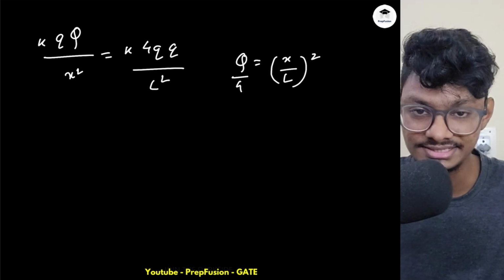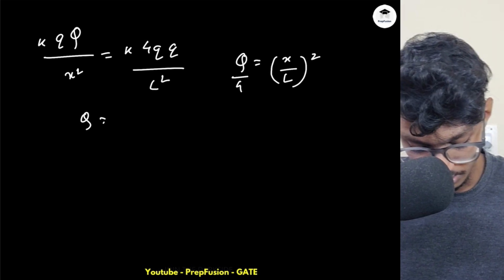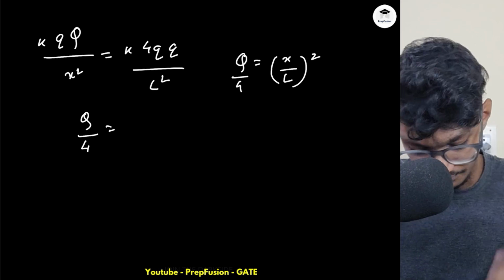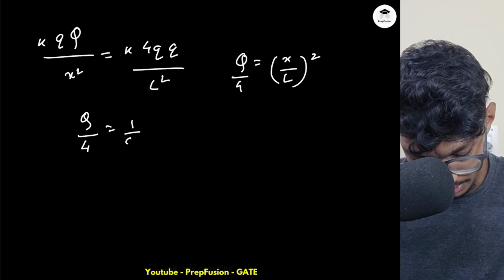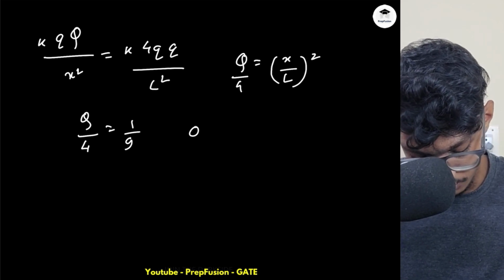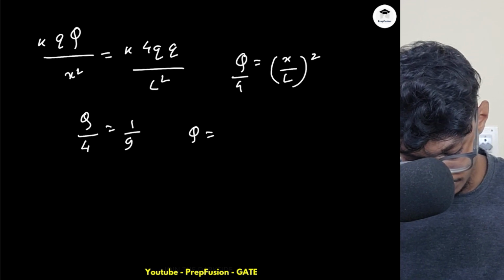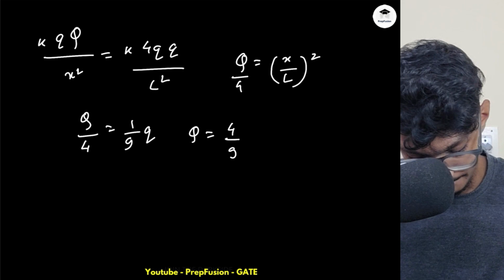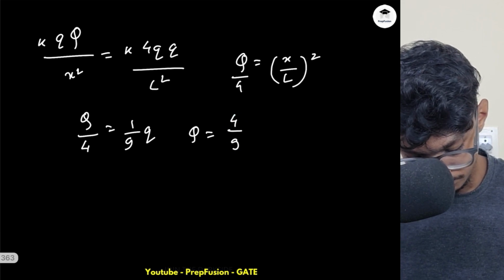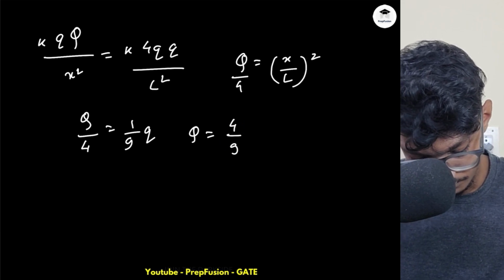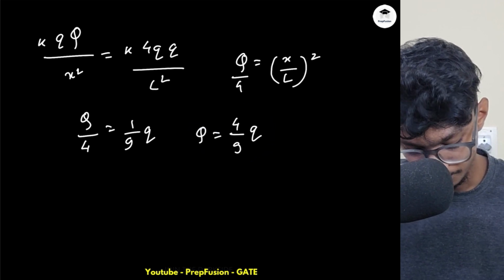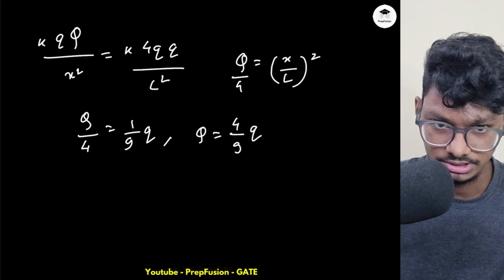What is x by L? x is L by 3. So capital Q by 4 equals 1 by 9. Okay, so capital Q equals 4 by 9 Q. So this will be my charge.